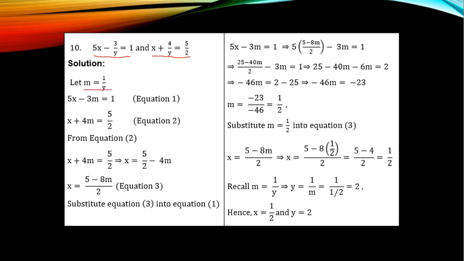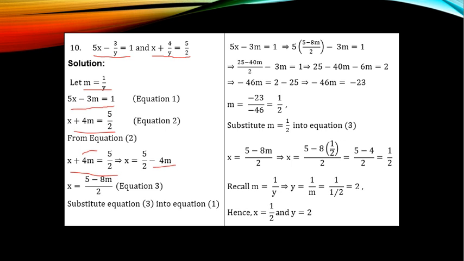So let's say m is equal to 1 over y. If you replace 1 over y by m in equation 1 and 2, you have 5s minus 3m equal to 1, and you have s plus 4m equal to 5 over 2. Looking at equation 2, variable s has coefficient of 1. So let's recall equation 2 and make s the subject. From equation 2, to make s the subject, you have to transfer plus 4m. It becomes minus 4m. So s is equal to 5 over 2 minus 4m.